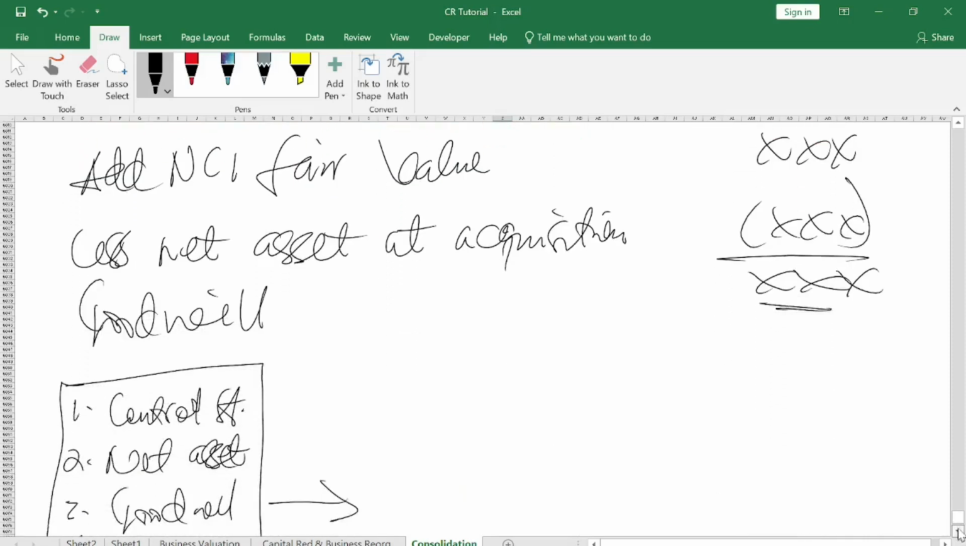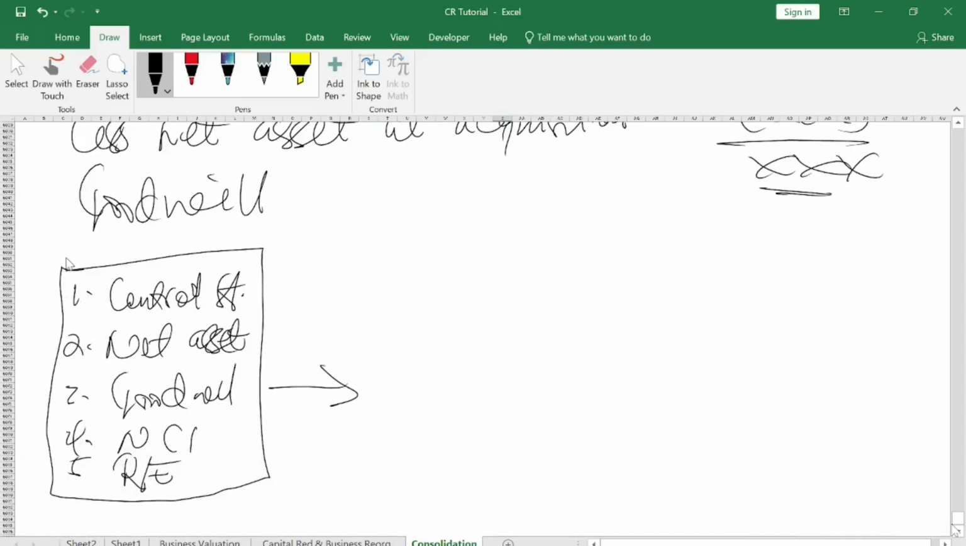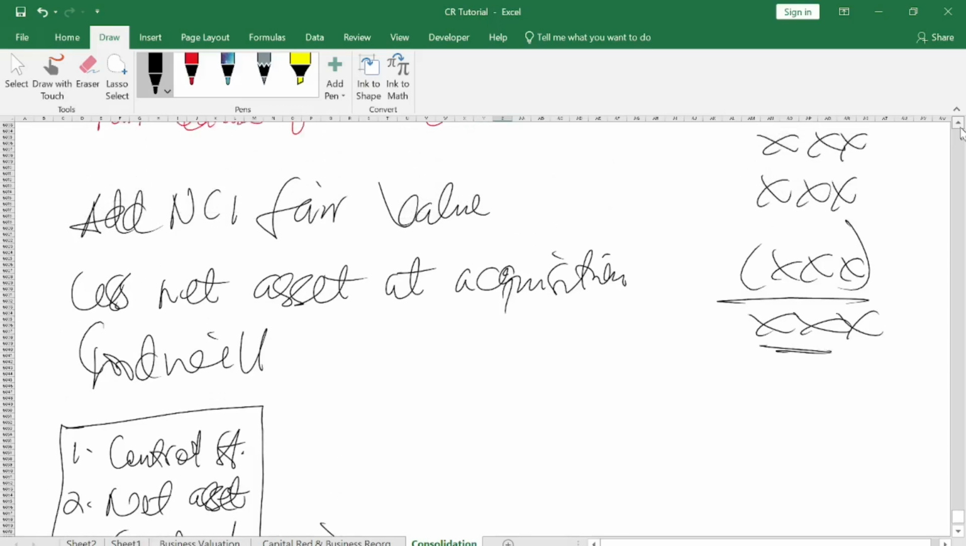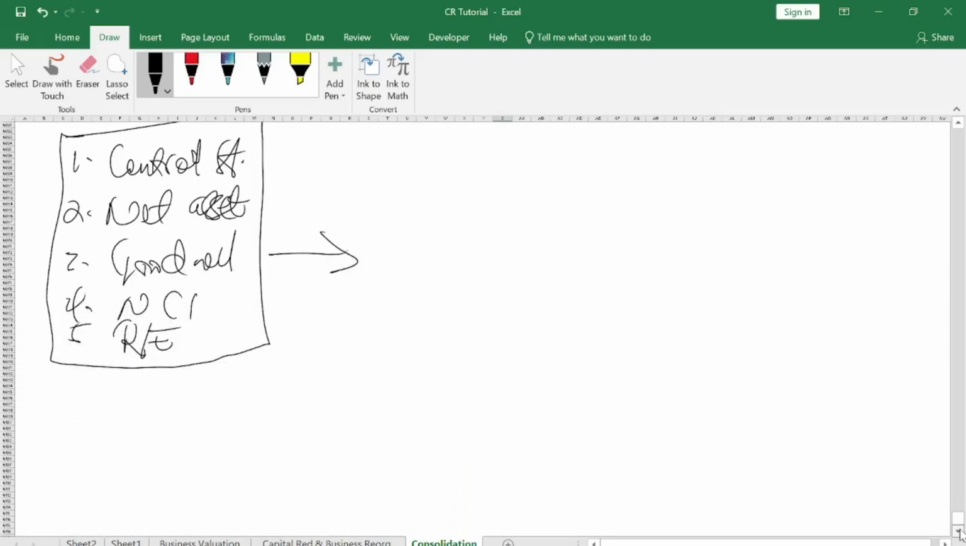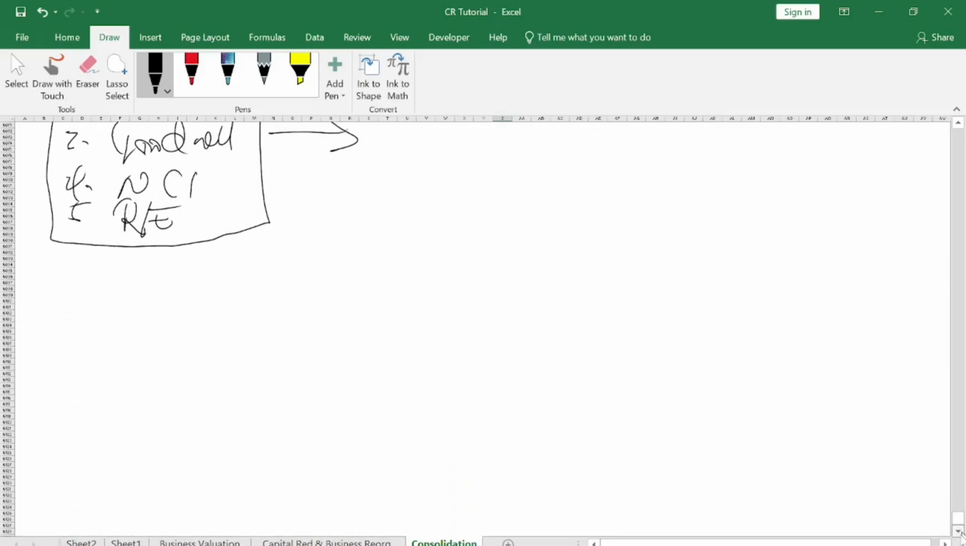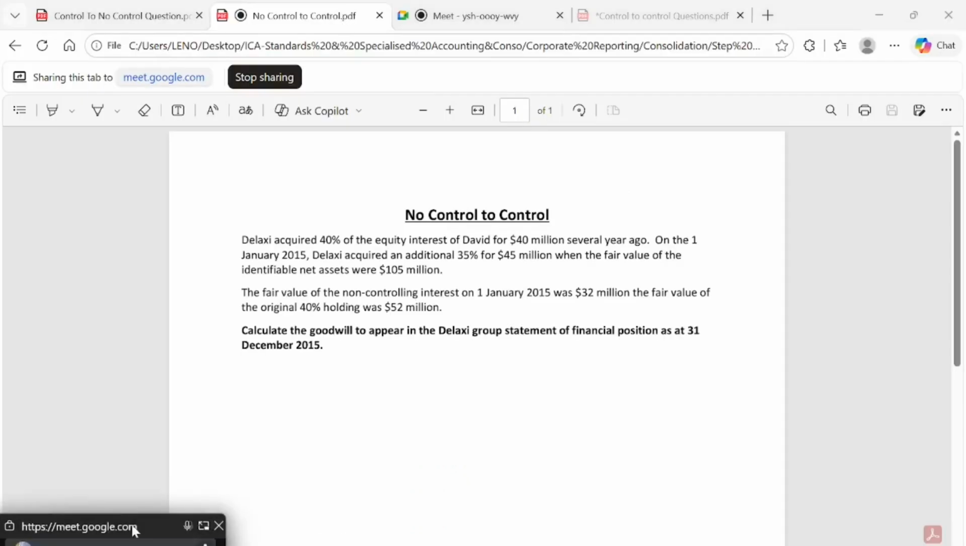Yes, sir. All these processes are the same, except when you are determining the goodwill. That's where you will find this. So that is it about that. Is this one difficult, please? No. Now, look, check this question out.